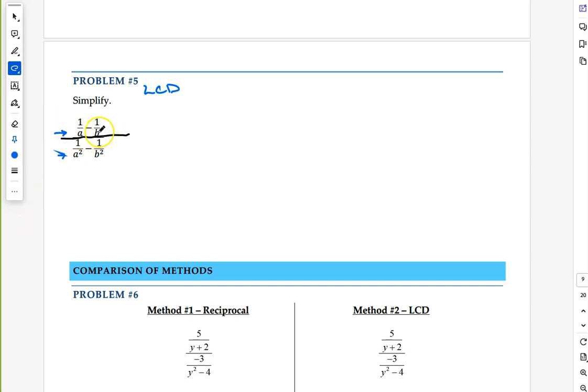Okay, so let's focus on this first one. So what would our LCD be of this top part of it? AB on each one? Yeah, so AB, A times B is going to be part of that, right? Okay, now what about on the bottom?